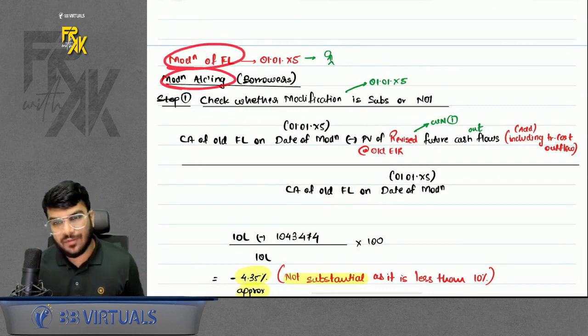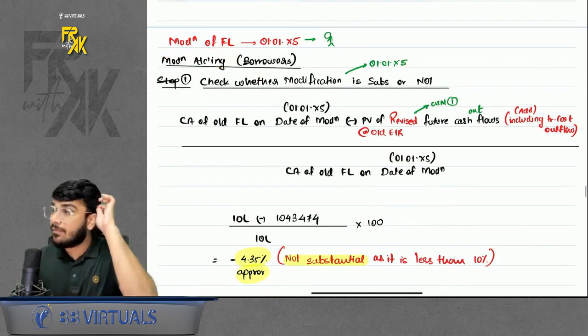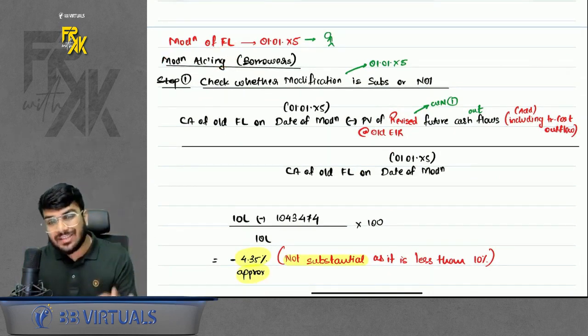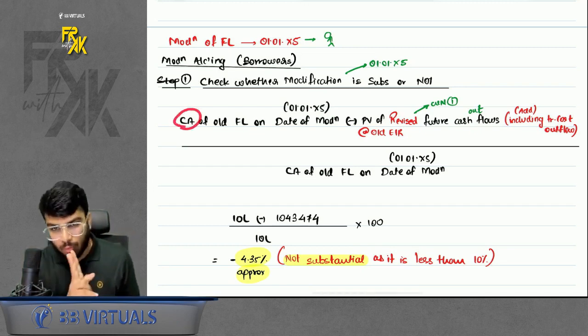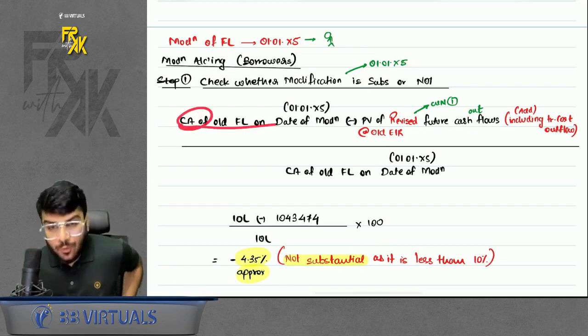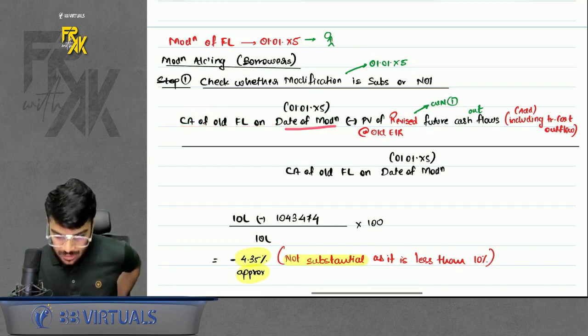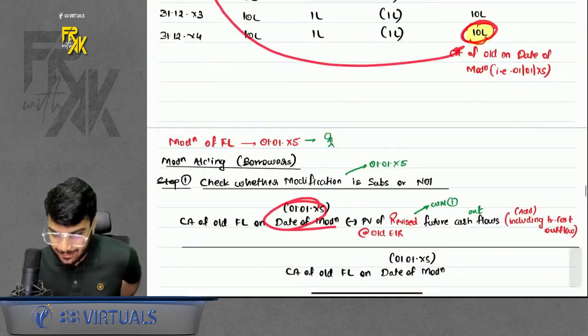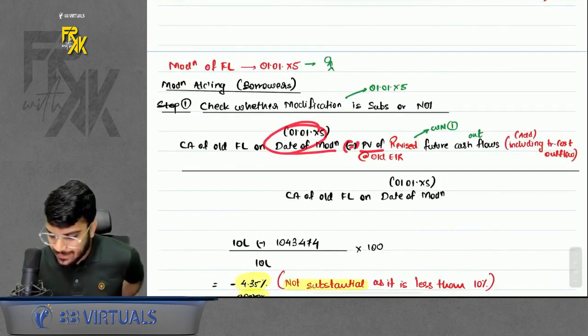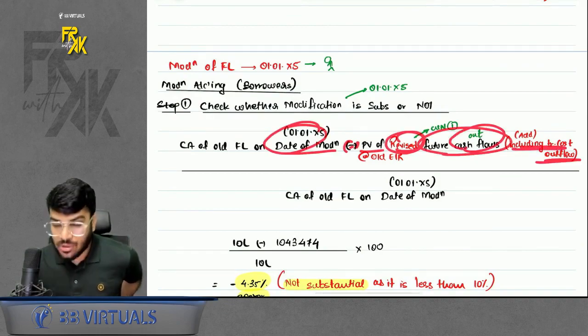How to do the modification accounting, sir? First step was to check whether the modification is substantial or not. How do we check it, sir? We need two values majorly. First, the carrying amount of the old financial liability on the date of modification. How do we get this? We get this from the LAT which we prepared till the modification date, 10 lakhs. Second, we need the present value of revised future cash outflows, including transaction cost outflow, at the old EIR.